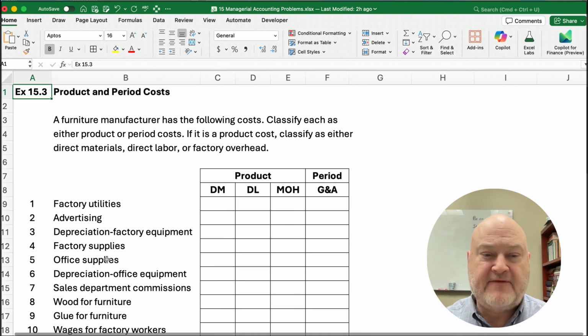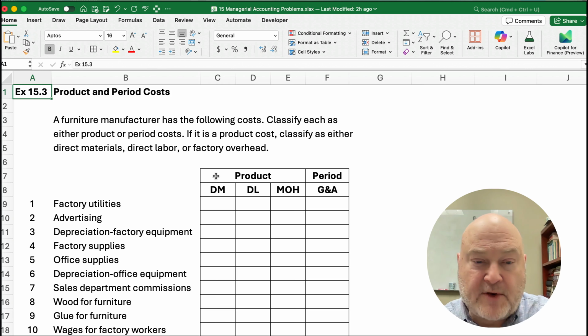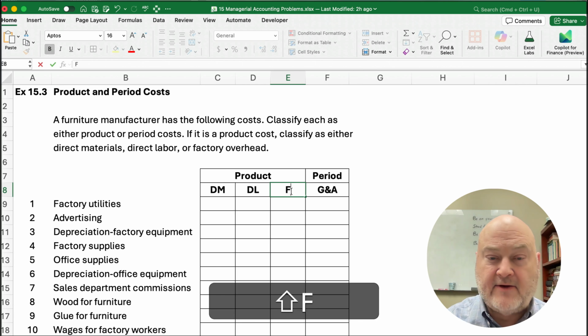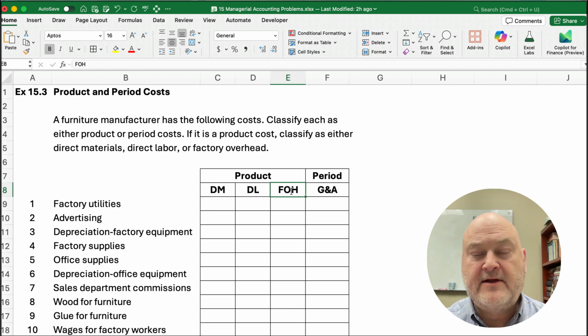Now, we have a furniture manufacturer, so we're making desks and tables and chairs and so on. And they have the following cost. We're going to classify each as either product or period. And if it's a product, it is either going to be direct materials, DM, direct labor, DL, or factory overhead, FOH. MOH is manufacturing overhead, factory is F, of course, or just overhead is fine. So the period cost would be something like general administrative expenses or operating expenses.